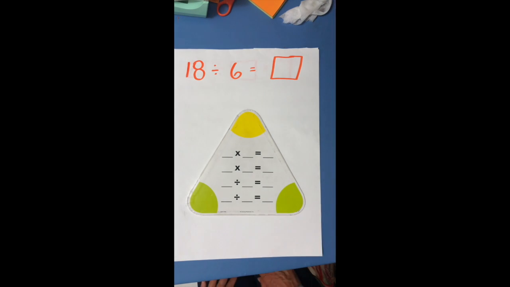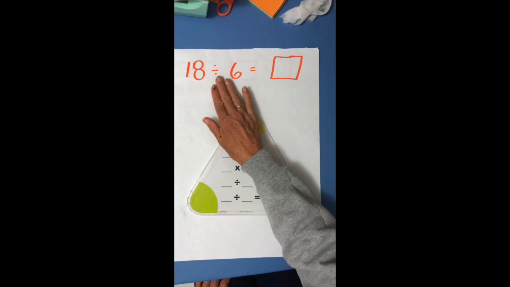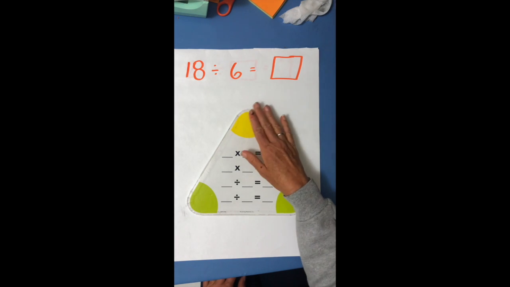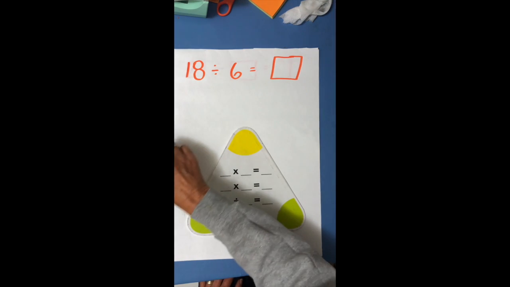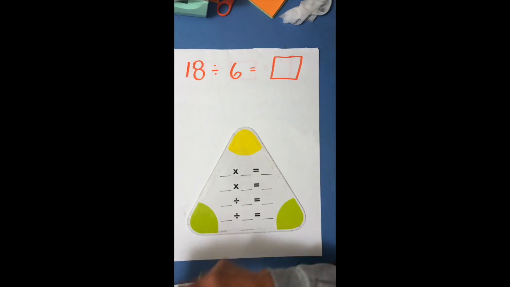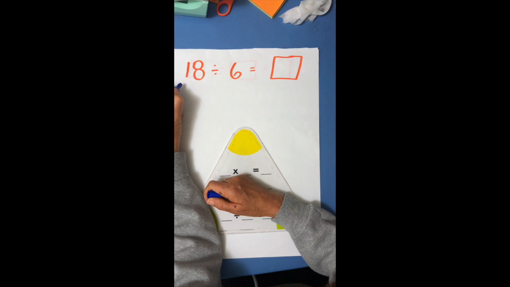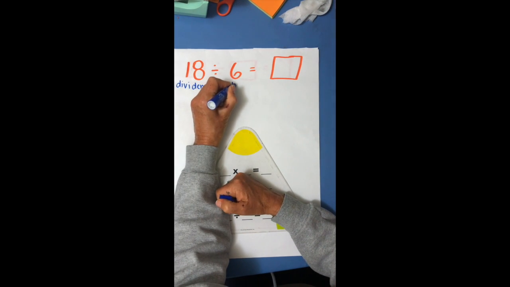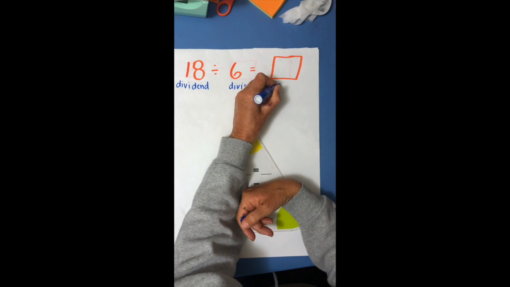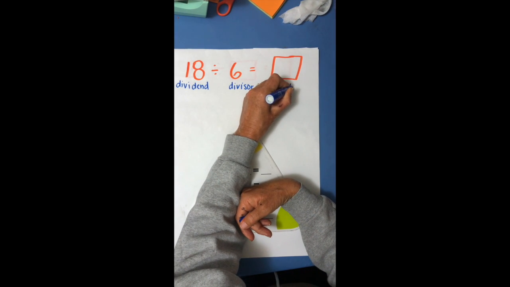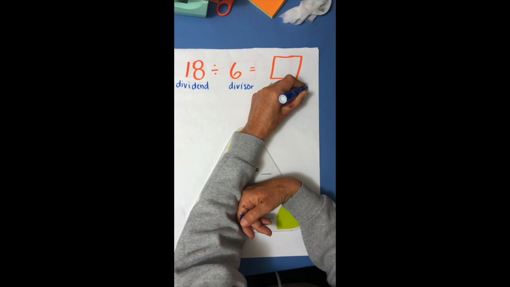All right, here's the first problem. Say you get 18 divided by 6 equals what? And you want to use fact families in order to solve this problem. So first, I'm going to remind you of the vocabulary. I've got the dividend, divisor, quotient. So it looks like they want us to find the quotient here.